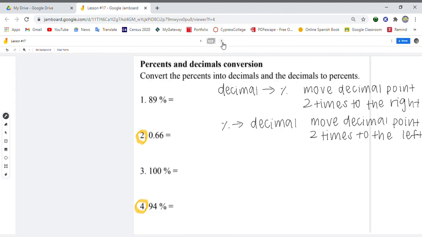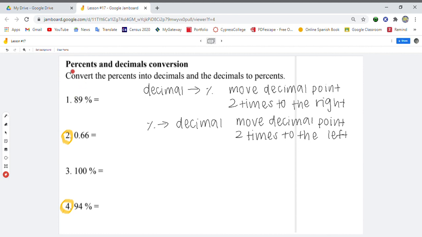Now the last section is percentage decimals conversion. Convert the percentage to decimals and the decimals to percents. So this is pretty easy. Decimal to percent, we're going to move the decimal 2 times to the right. And percent to decimal, we're going to move the decimal point 2 times to the left. I'm going to go over one of each problem. If you notice, both of them include 2, which is easy to memorize. Just one is to the left and one is to the right.